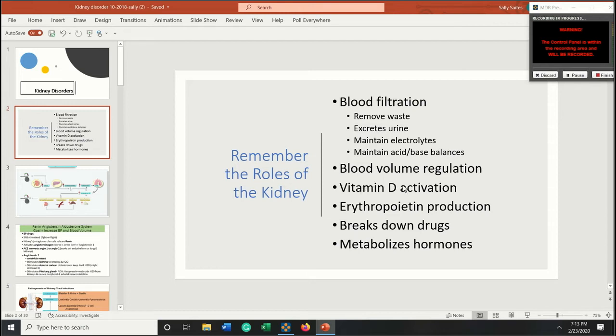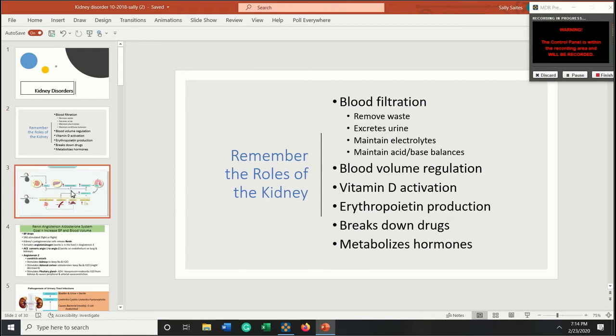Our vitamin D isn't synthesized, so we cannot absorb calcium properly, and our bones can be weak. We will have low RBCs. Our drugs are not going to be broken down and metabolized properly, and that would increase the risk of toxicities from the medications that we take. And then we also cannot metabolize hormones. So these are the roles of the kidneys.